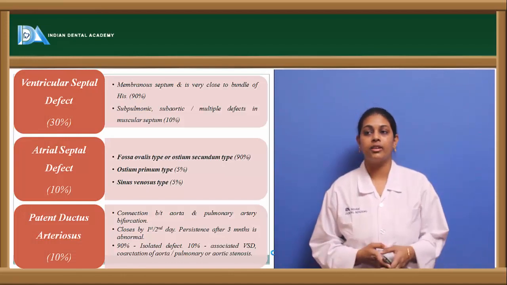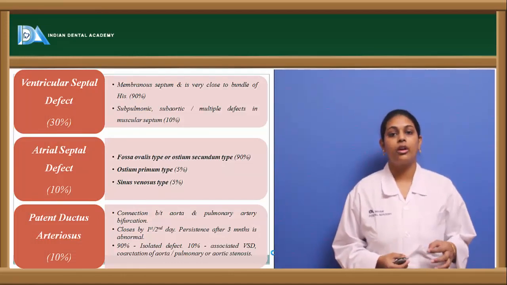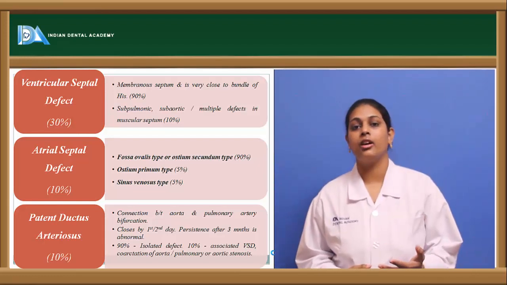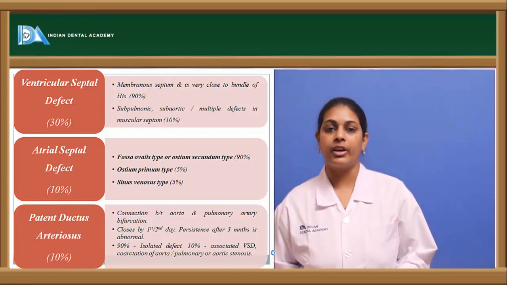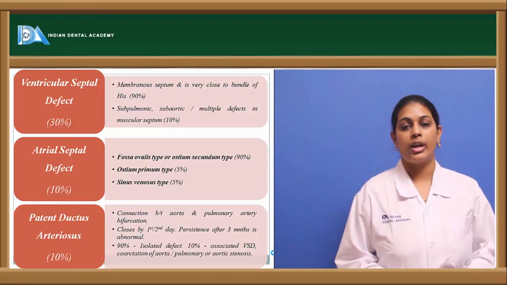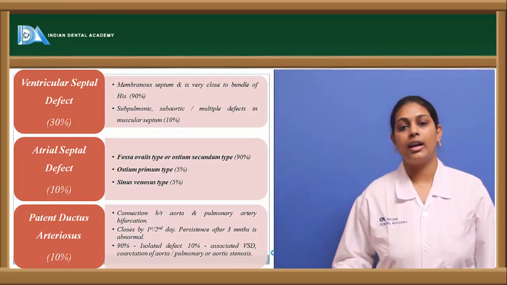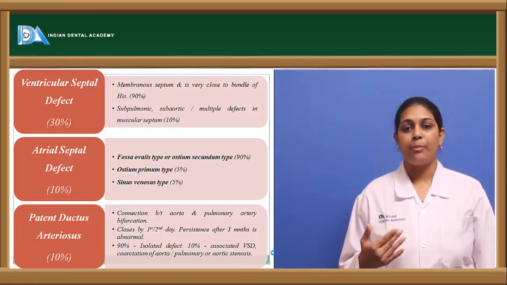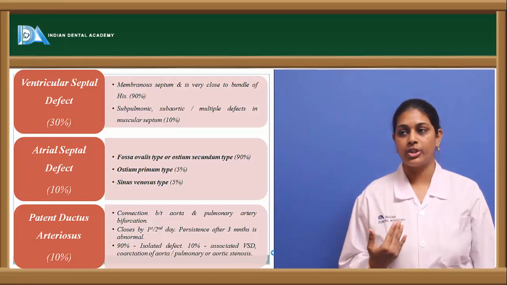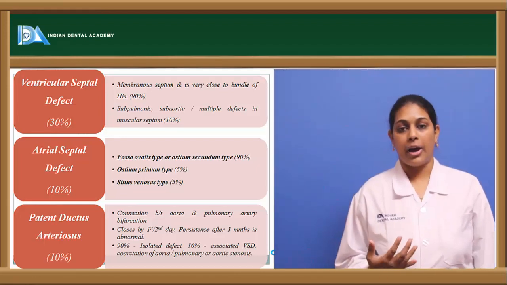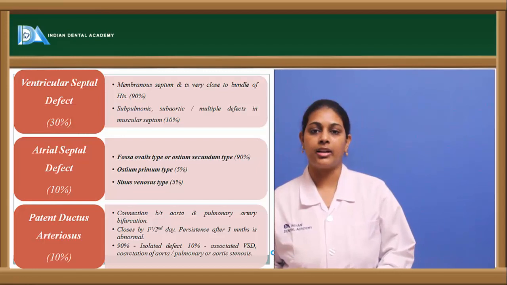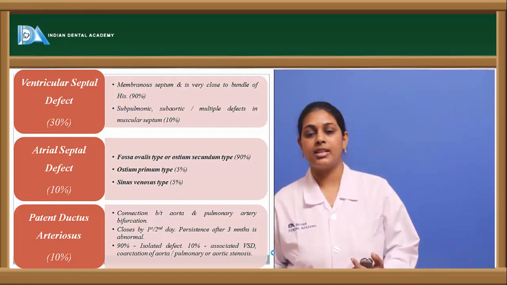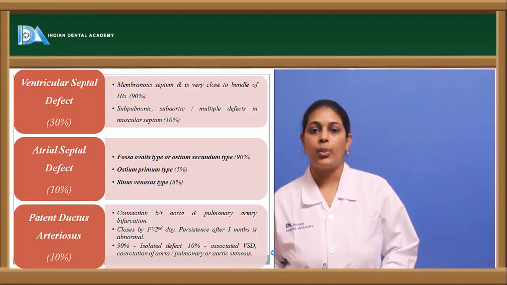Amongst that, we see certain defects, such as the ventricular septal defect, which constitutes 30% of all the congenital defects, and this defect is further classified based on where we see it. Usually, up to 90% of cases with ventricular septal defect show this defect on the membranous septum, which is very close to the bundle of His fibers. Next, the other 10% show it either in the subpulmonic area, that is just below the pulmonary artery, or below the aorta, which is known as subaortic. Otherwise, they might be present as multiple defects within the muscular septum, anywhere within the muscular septum. So this is the ventricular septal defect.